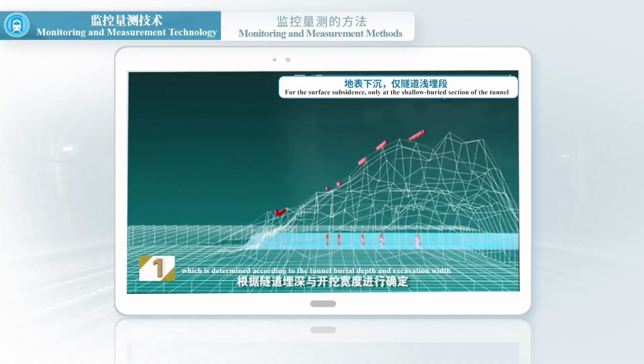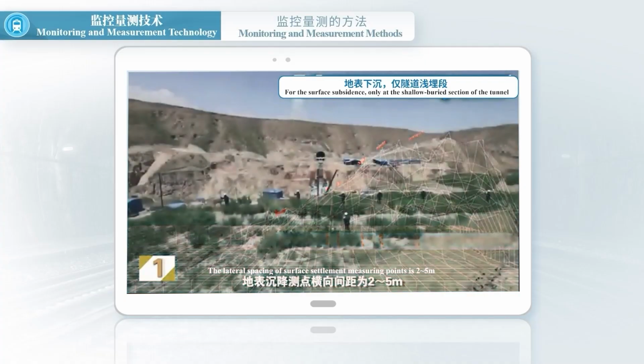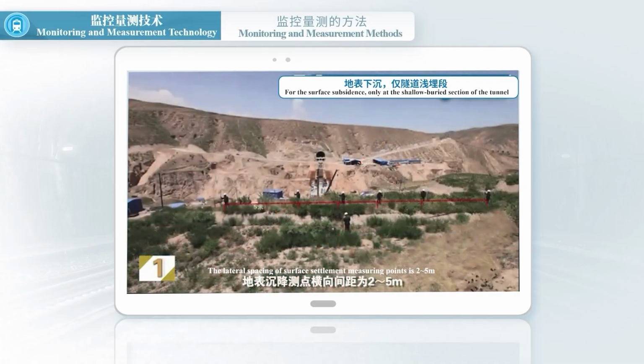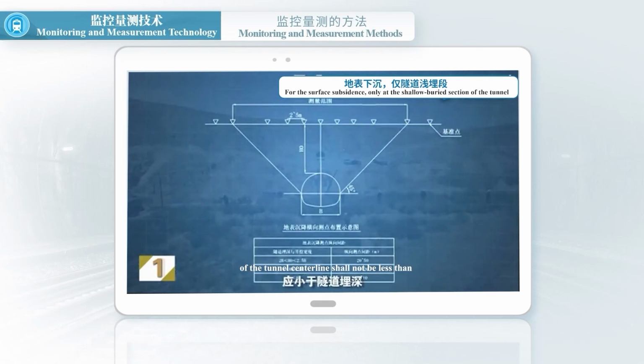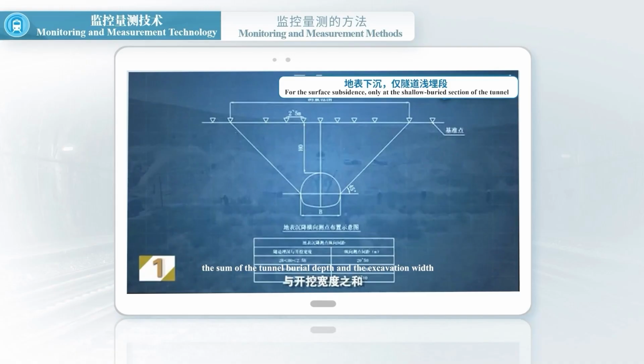and excavation width. The lateral spacing of surface settlement measuring points is 2 to 5 m, and the measuring points shall be properly densified near the centerline of the tunnel. The measurement range on both sides of the tunnel centerline shall not be less than the sum of the tunnel burial depth and the excavation width.